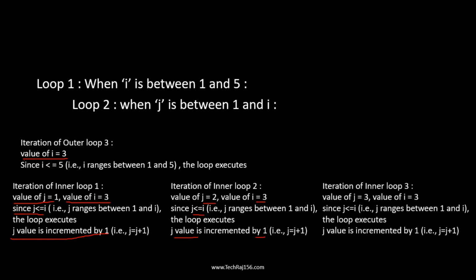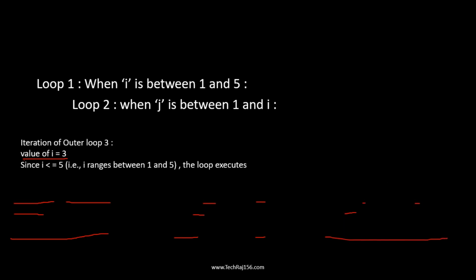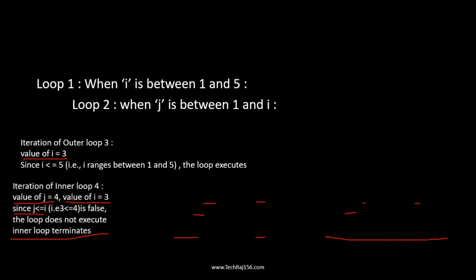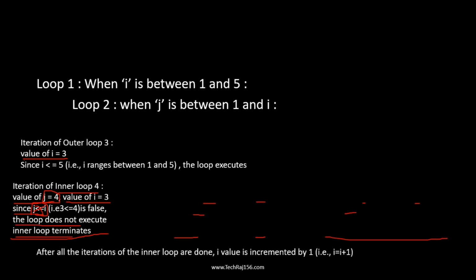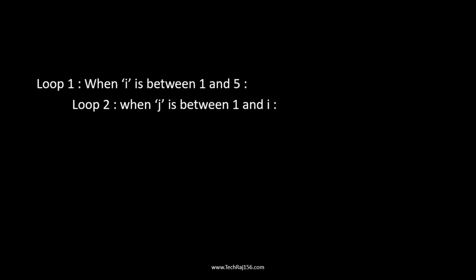The value of j is 3 now, and the value of i is also 3, so this condition is once again satisfied, and the j value is once again incremented by 1. So now we have the fourth iteration of the inner for loop, and now the value of j is 4, and this condition is not satisfied, which means the loop does not execute, and the inner loop terminates. So after all these iterations are done, the i value is incremented by 1 as usual.